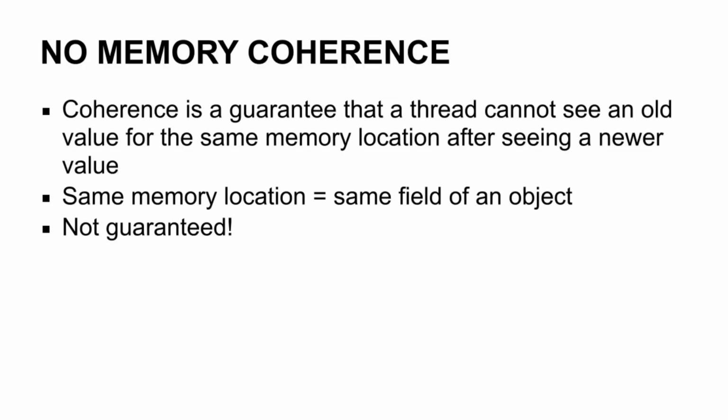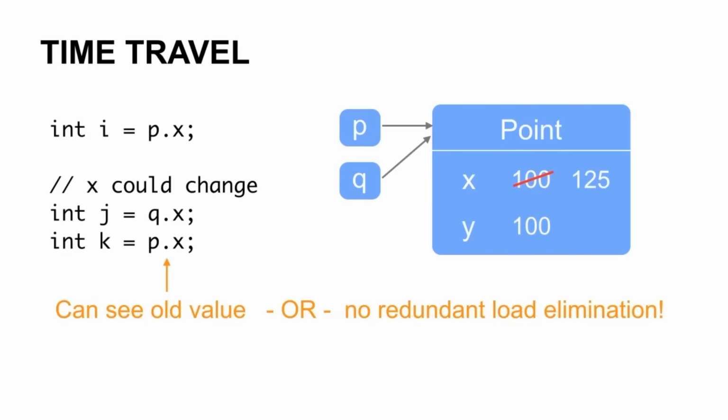This seems reasonable. This thread sees a value, it then sees a newer value. How can we go backwards in time? I'll show you. Here's how we can achieve time travel, and it follows directly from the load elimination we saw before. We have int i equals p.x, and then we have int j equals q.x. But it just so happens that p and q both refer to the same point object. That is, the same field of the same object.